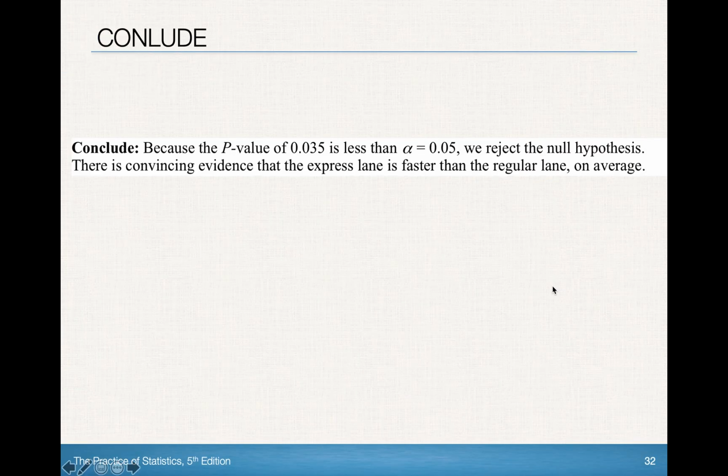In your conclusion, you are going to do 3 things. You're going to compare p to alpha. Right? You're going to then either reject or fail to reject, and then put it in context. So the p-value is 0.035, which is less than alpha of 0.05. We're going to reject the null hypothesis because p is less than alpha. There is convincing evidence that the express lane is faster than the regular lane on average.